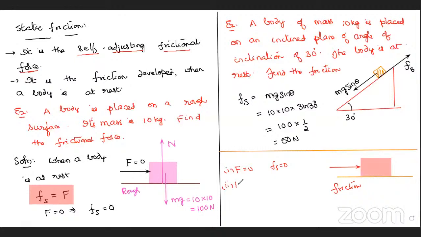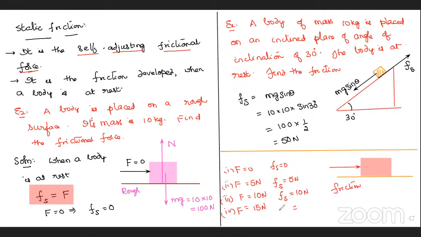Second time, suppose you applied 5 newtons of force. Still the body is at rest, so static friction is equal to 5 newtons. It is self-adjusting, adjusting its value to the applied force. Third time you applied, suppose, 10 newtons, and that time also the body is at rest, so static friction is 10 newtons. And the fourth time you applied F equals 15 newtons. Now the body is in a state almost to come into motion.